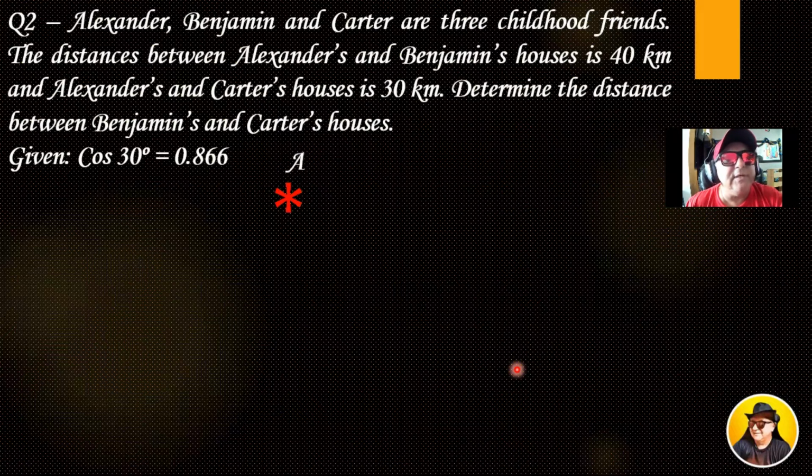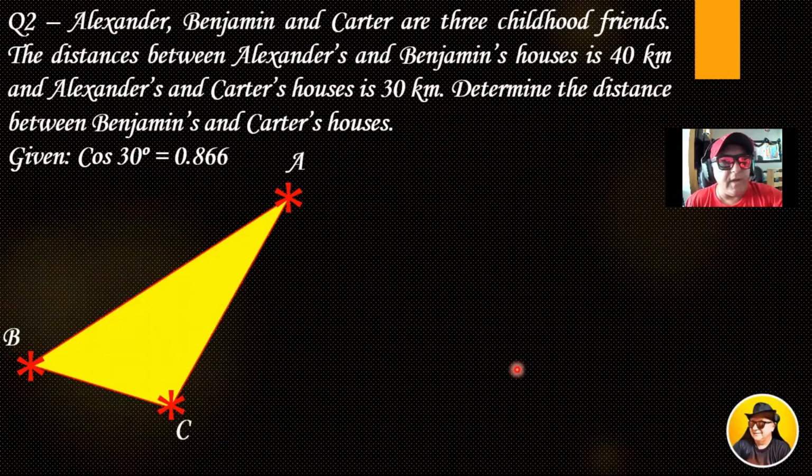So this is Alexander's house. This is, okay, Benjamin's house. And this is Carter's house, okay? According to their names, A, B, and C. So they form among them a non-right triangle. Well, A and B distance is 40 kilometers. A and C distance is 30 kilometers. So we want to find the distance between B and C, okay? And the angle A is 30 degrees.